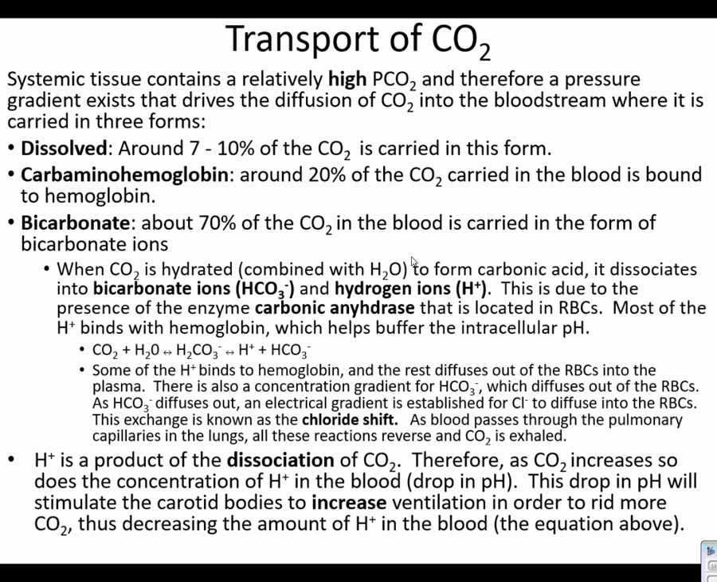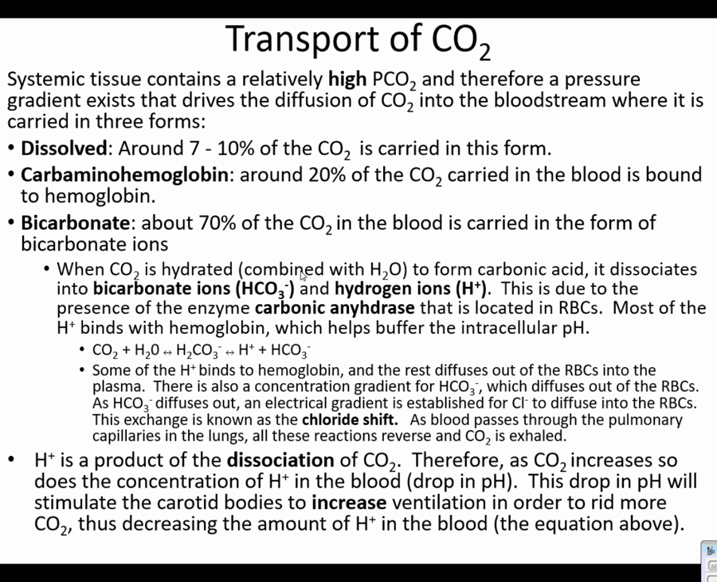Okay. Bicarbonate ions are abbreviated HCO3, and this is formed when we take carbon dioxide and hydrate it, which means that we add water to it. That forms an acid called carbonic acid. Carbonic acid then dissociates to hydrogen ion and bicarbonate ions. And this all occurs because of an enzyme called carbonic anhydrase in our red blood cells. Now, most of that hydrogen ion will bind with hemoglobin, which helps buffer intracellular pH. And we'll see a figure on the next page to demonstrate this.